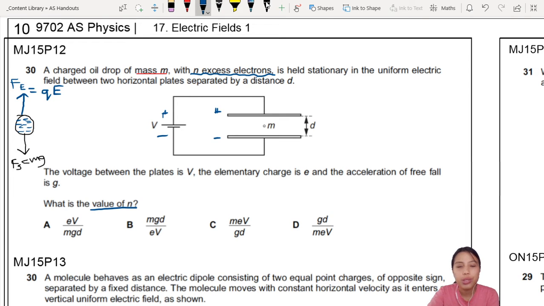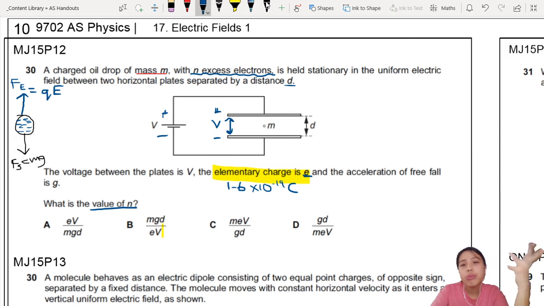Now, the two plates have separation D. Voltage is V. Well, I guess the potential difference here is V. Elementary charge is E. What is elementary charge? Elementary charge basically means the fundamental unit, the charge of an electron, which is what we looked at, 1.6 times 10 to the negative 19 coulombs. That is what we call E. Electron charge, or also proton charge.